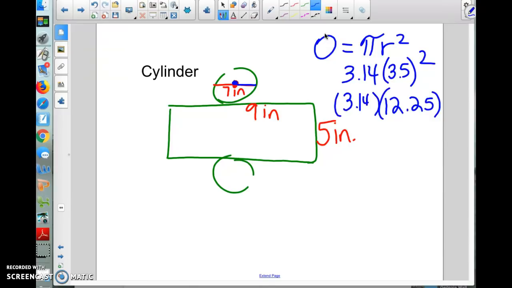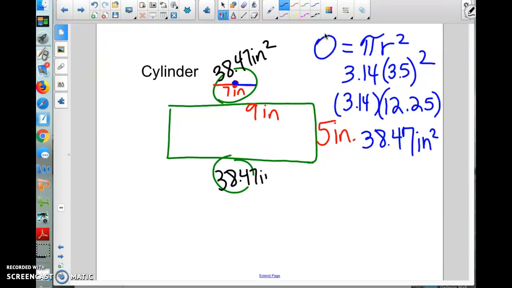and then times pi. Guys, I know I'm going fast, so you're going to have to pause the video at some point to catch up or to try to work it out by yourself. When you multiply all this out, you will get 38.47 inches squared. That's for each of the circles. So this is 38.47 inches squared. This one's 38.47 inches squared.